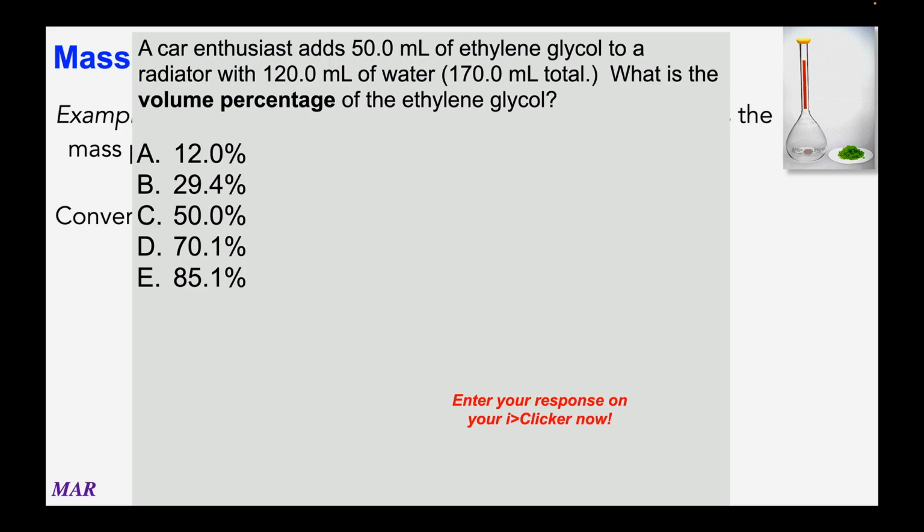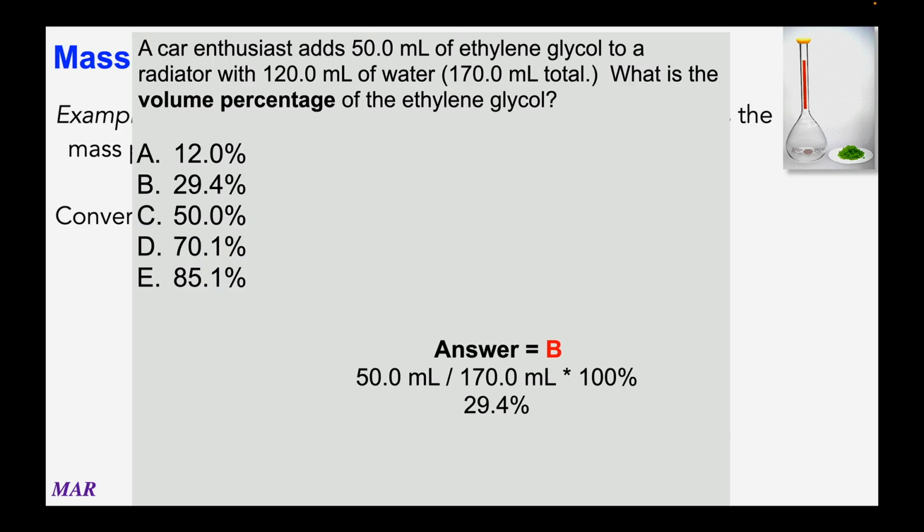Here's an example of a problem too. In this one, we're looking for a volume percentage. So in this question, 50 milliliters of ethylene glycol are added to a radiator with 120 milliliters of water. So you'd have a total volume of 170 milliliters. What's the volume percentage of ethylene glycol? So that'll be the 50 milliliters of ethylene glycol divided by the total volume times 100%. If you do that, it comes out to be 29.4%.